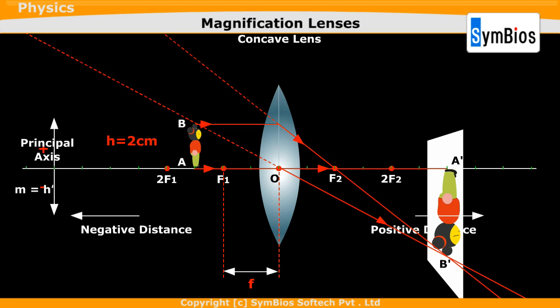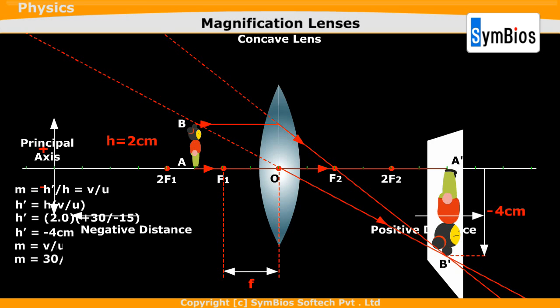The size of the image formed can be determined by the magnification formula, which is M equals H dash by H equals V by U. H dash equals H into V by U. Height of the image H dash is minus 4 centimeters. M equals V by U equals minus 2.